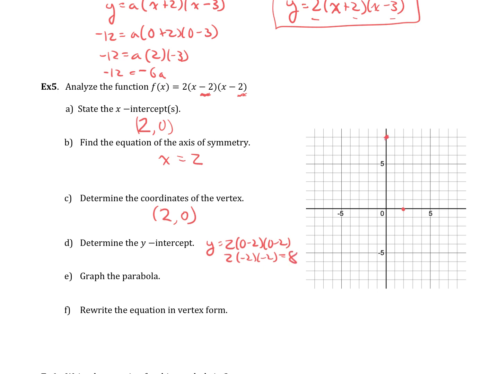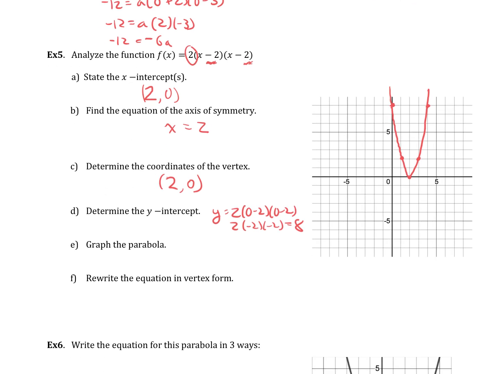And I guess that's enough to graph the parabola. I have those. I know that a is 2, so when I go over 1, I should go up 2. That's 5 points. That's enough information. Sorry, it looks kind of pointy, but that's what we have.